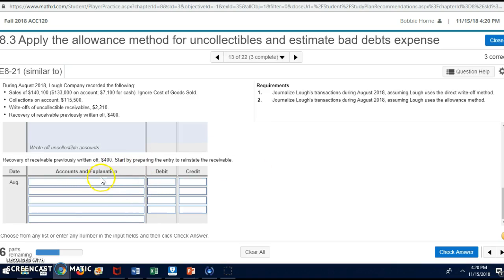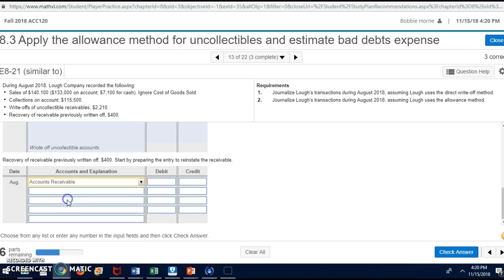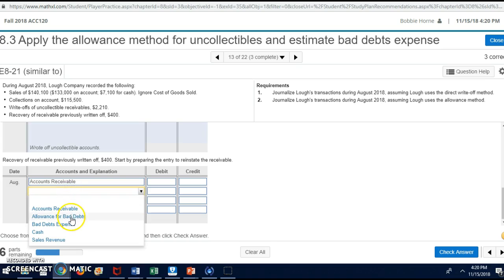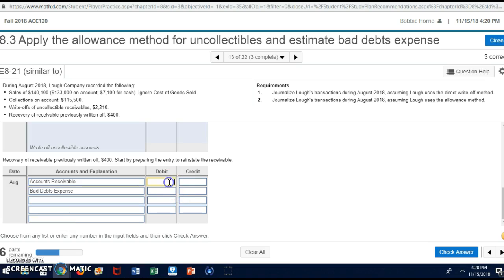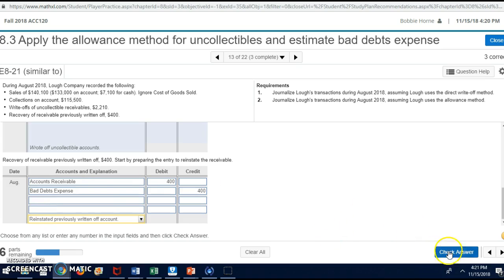Then later we recover $400 of what we previously wrote off. So we need to reinstate the receivable. So we're going to reverse the entry we just did. So we're going to debit accounts receivable and credit bad debt expense for the $400. And this is to reinstate an account previously written off.